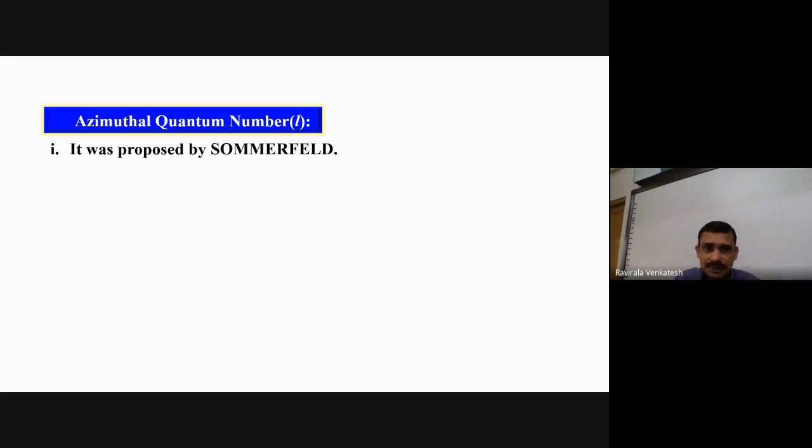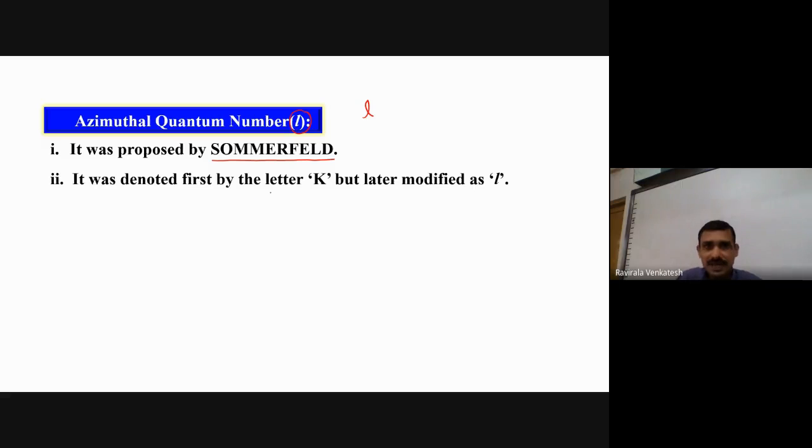Now, it is represented by small l, like this here. And who proposed this one here? Sommerfeld. Sommerfeld proposed this azimuthal quantum number actually. Next. Now, it was first denoted by k. First it is denoted by k, but k we are using for what actually?